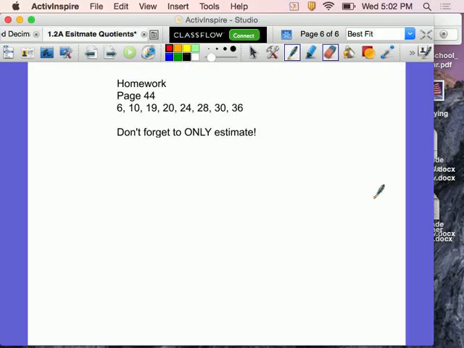Okay, homework, page 444. Don't forget today you're only estimating. So I expect to see compatible numbers, and I expect to see the word about or something like that in your homework answers. If you aren't estimating, I will ask you to do it again. I want you to practice estimating.